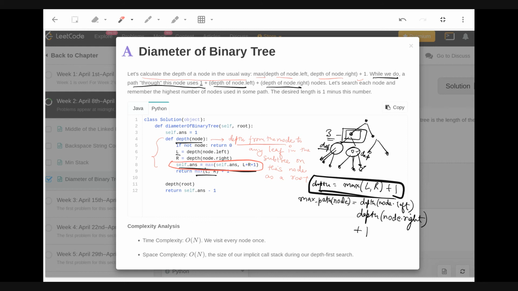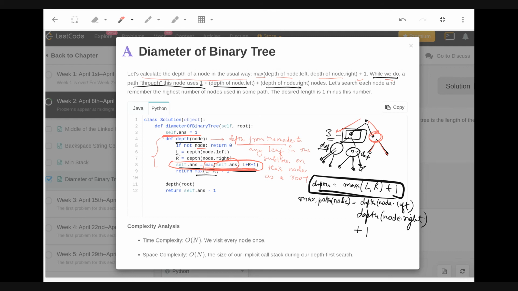They calculated the maximum path from this particular node, and they are just storing it in a global variable called self.answer. So they are walking the tree, and for each node they are calculating the depths of its left and right children, calculating the max path through this node, and storing that in a global variable by running a max function on it.